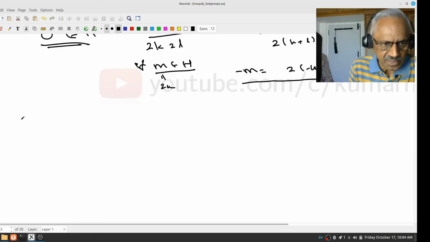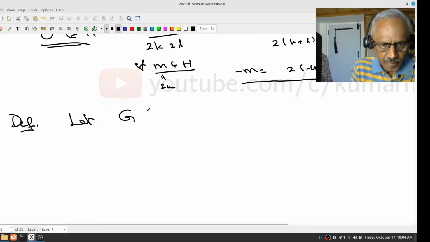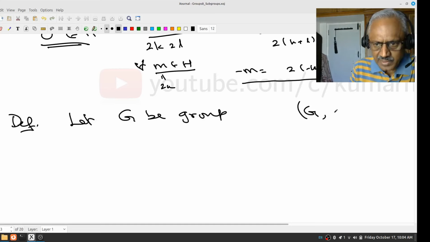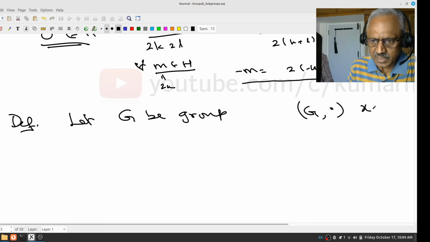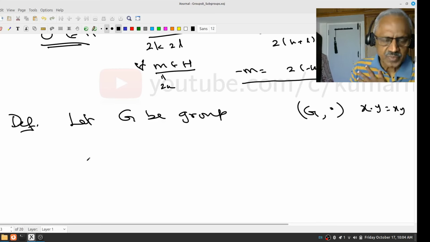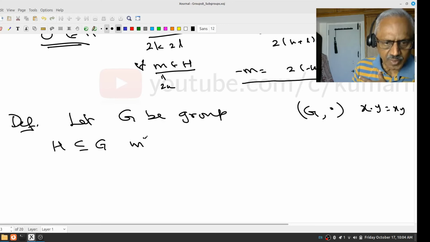So this is what we want to abstract. Let us start with the definition. Let G be a group. Remember, the binary operation is dot. X dot Y we may write as only XY rather than X dot Y. And H be a subset of G with the following property.